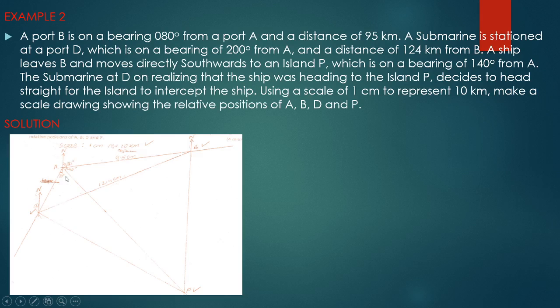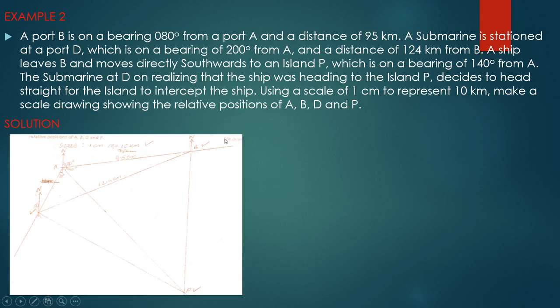Then you draw a straight line, and we are told, are we given the distance? And a distance of 124 kilometers from B. It is 124 kilometers from B, not from A. So don't measure here. Don't measure 12.4 centimeters here. You need to come back to B and try to locate. You can easily use your pair of compass now. With your pair of compass with a pencil, just let the sharp point of the pair of compass point at B.